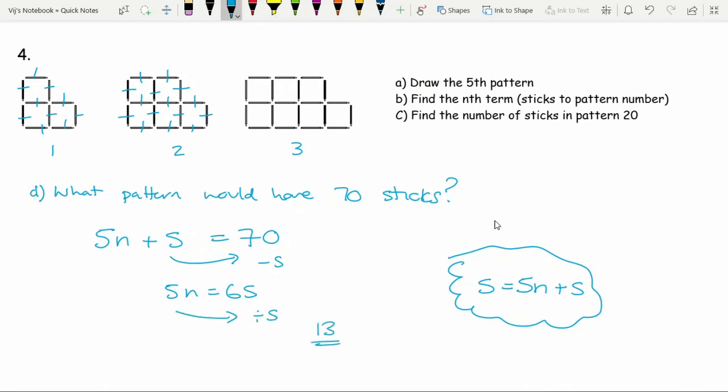So it's going to be pattern number 13 that will involve 70 sticks. Now if a question asks you what pattern number could you get to if you had, let's say, 120 sticks, then all we need to do is turn it into an equation and we can go from there.